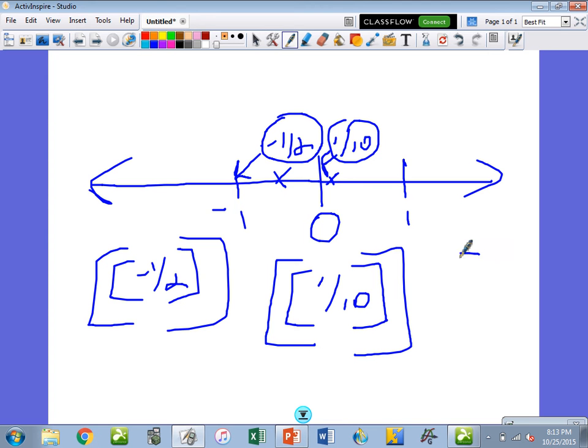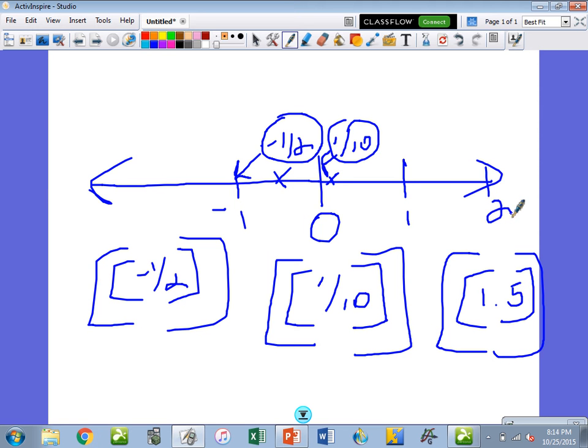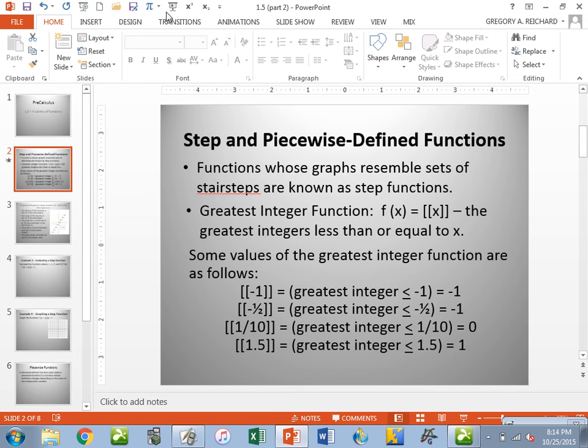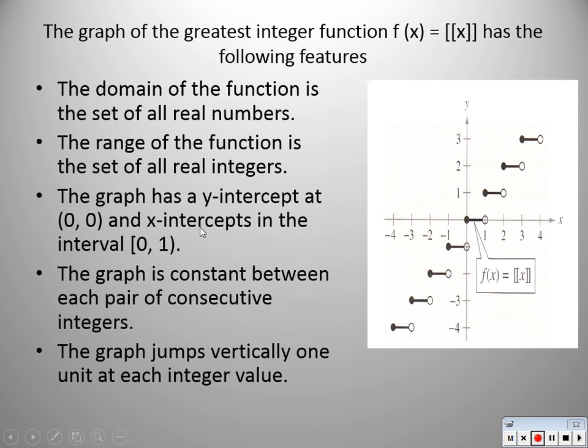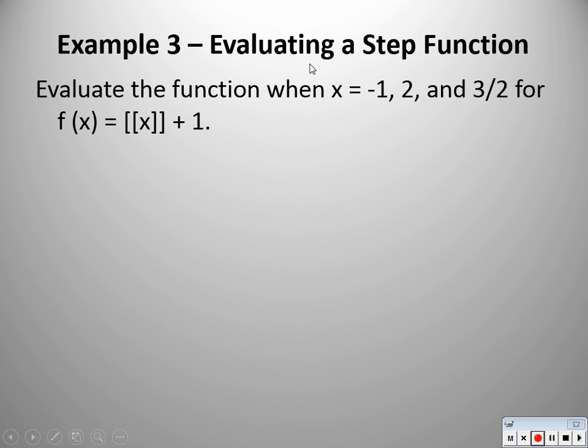And then the same kind of thing if we had 1.5. Here's 2, here's 1.5. So the integer that's to the left of 1.5 would be +1. So that's just something you can use to visualize what we're looking at in terms of the greatest integer function. So if I come back to what we're going to basically do with this, we'll talk about what the graph for this looks like. And here are some of the characteristics of the greatest integer function.